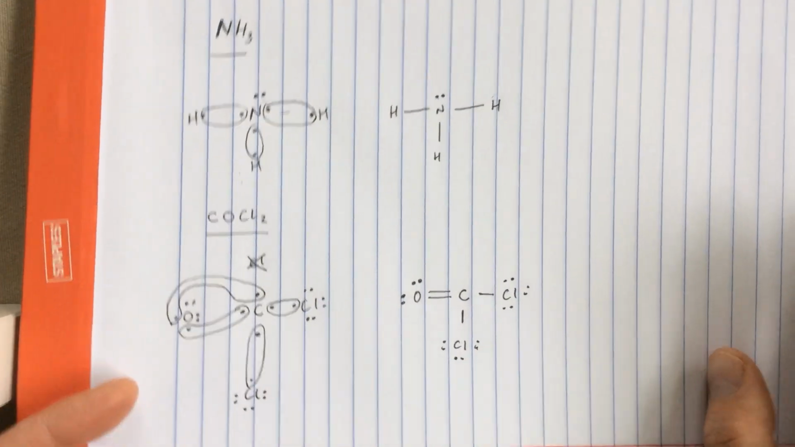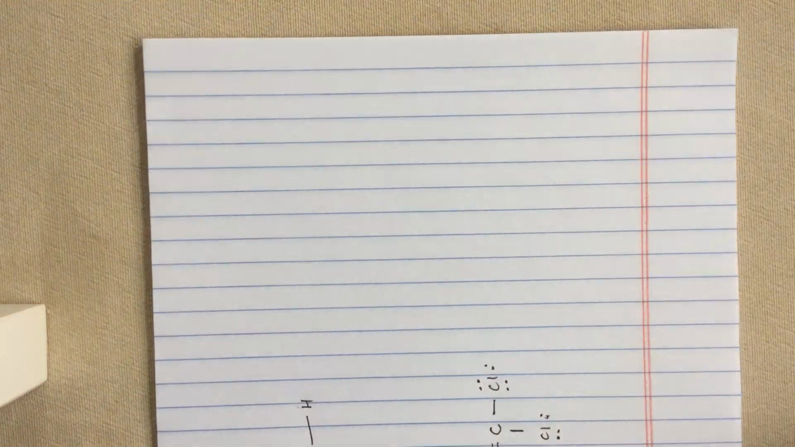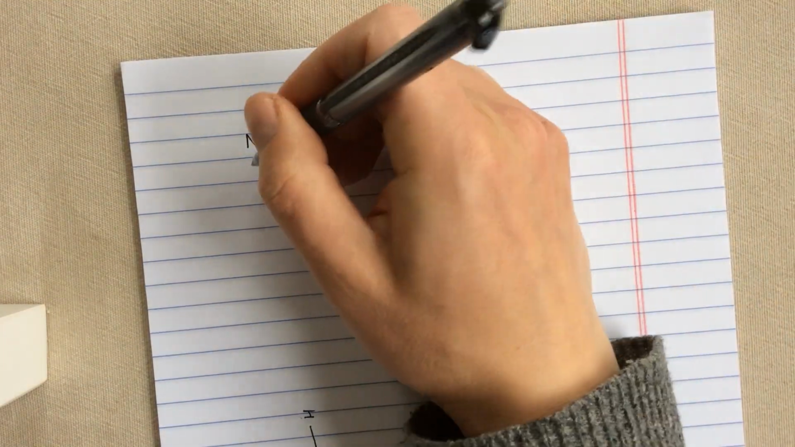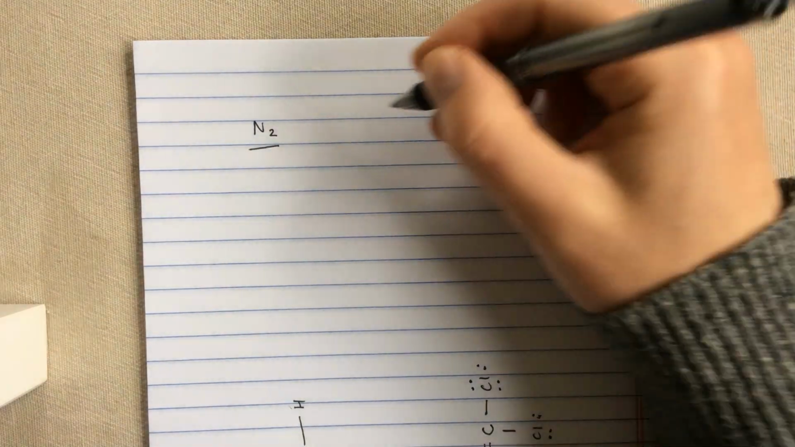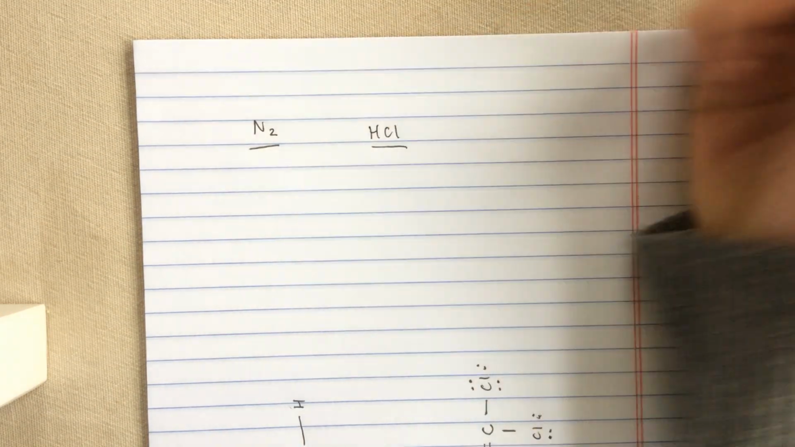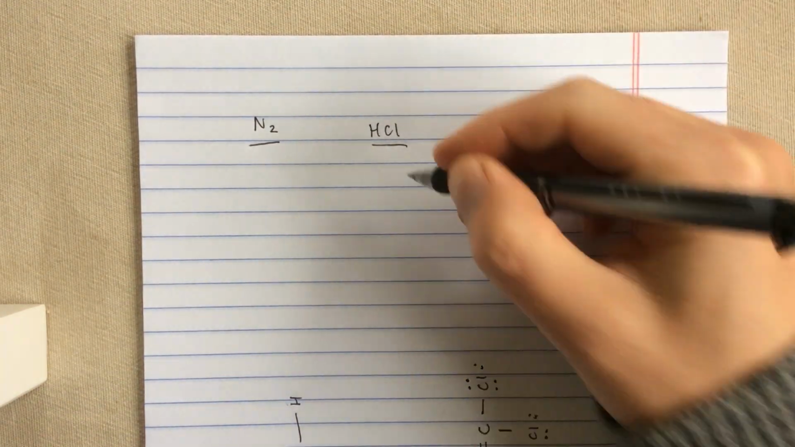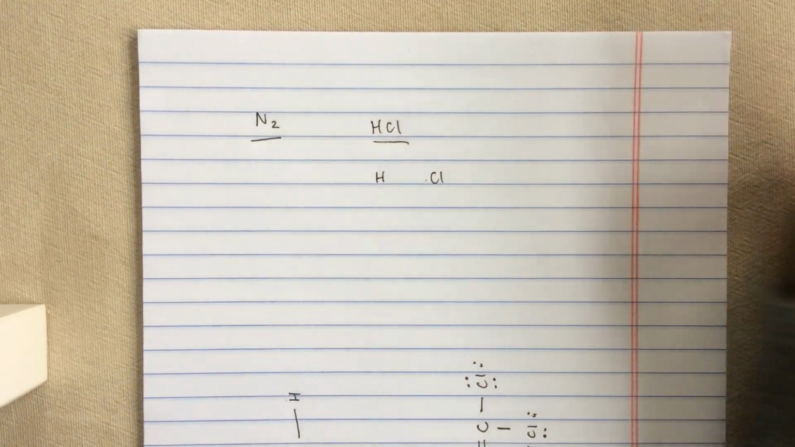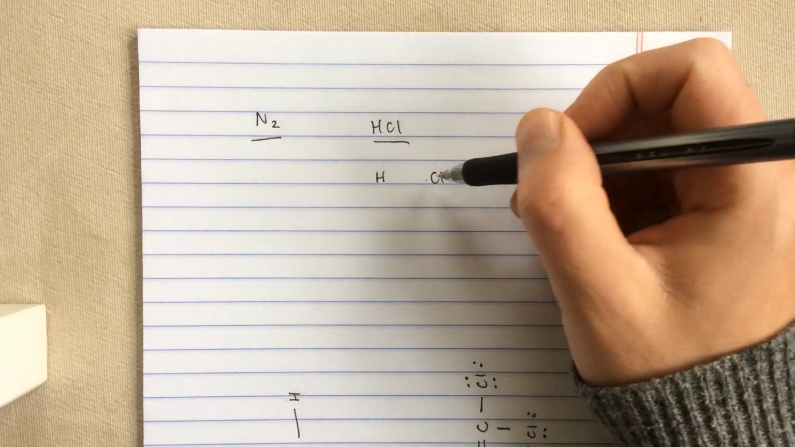So one more we can do, we can do just a simple one. We can do N2. Because sometimes you're going to have ones that don't have a central atom. So if you just have 2 atoms or 2 elements, you can't have a central atom. You're just going to put them next to each other. So we'll do this one, but I'll show you guys this one too. HCl. So you would just draw them next to each other and follow the same process as before. There's just no central atom.